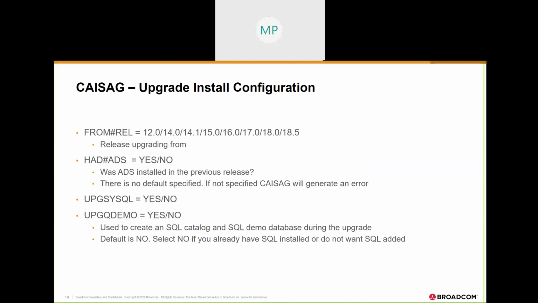The next two are two more SQL variables. You've got upgrade sys SQL, UPG SYSQL, and that determines if an SQL catalog is going to be added to your AppleDict dictionary during the upgrade. If you choose yes, you must also choose yes for the SQL product variable earlier in the varb list. You can also add the SQL demo database during the upgrade by saying yes to UPGQ-demo. No is the default for both of these.